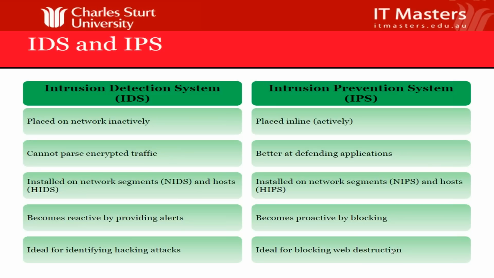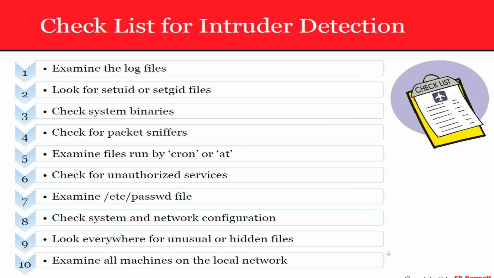Okay, what is the checklist for intruder detection? Step 1. Check the logs. It's always the case. If you buy a second-hand car, you will usually check the logs. If you're going to be friends with a girl, or with a boy, you will check his Facebook account. Let me check the history, you know.